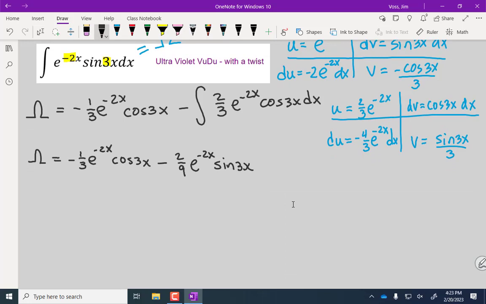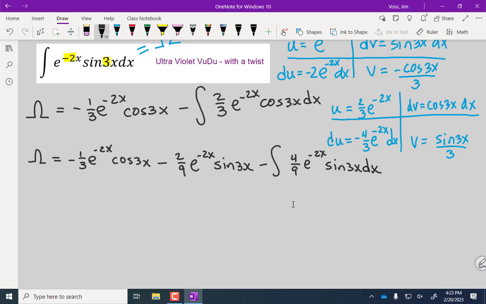Okay, so there's uv minus the integral of v du, but we have that leading minus, so it's going to be plus the integral of v du. But v du is negative, so that will be negative. So we'll talk about those signs again in a minute. 4/9 e to the negative 2x times sine of 3x dx. Isn't it positive? No.